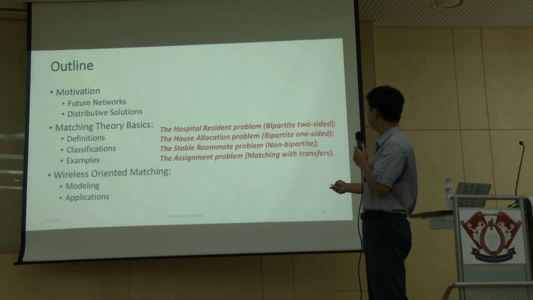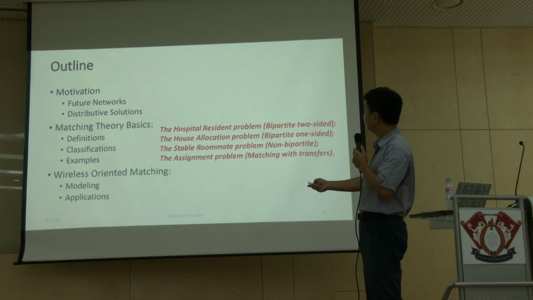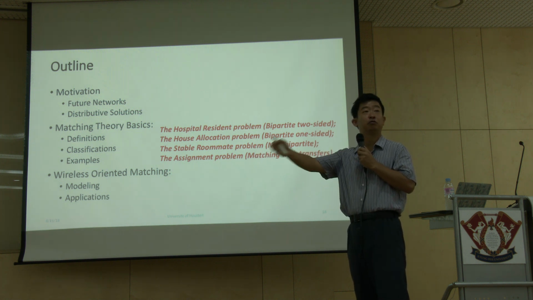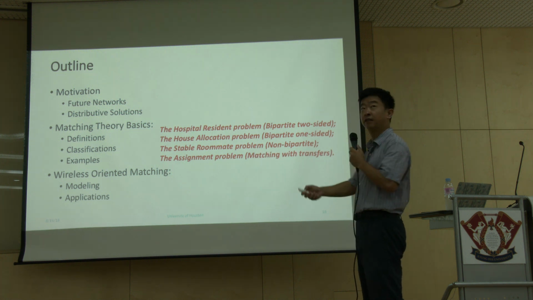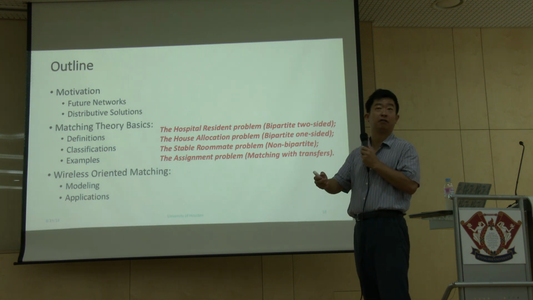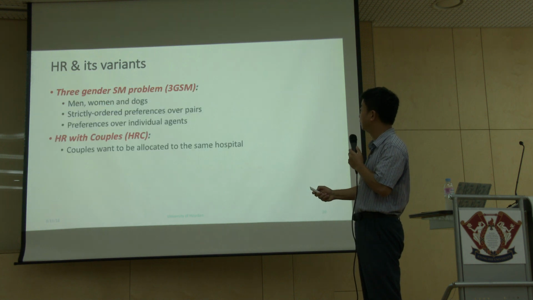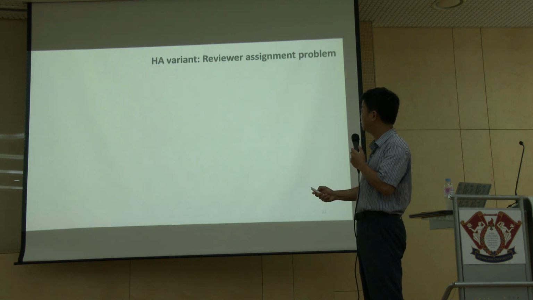For stable roommate, basically, okay, you don't have these two parties. The difference is that for house allocation and hospital resident, you have two parties, and for stable marriage, you have male or female. But for stable roommate, you don't have. So everybody can share together. So you only have one party. So in this case, what is the solution?